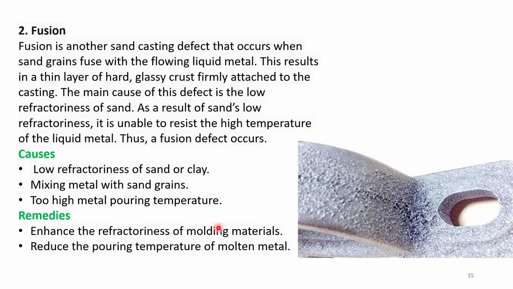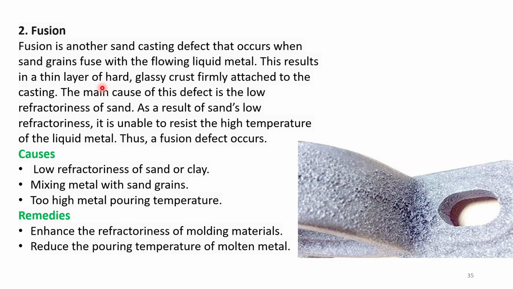Next is fusion. Fusion is another sand casting defect which occurs when the sand grains fuse with the flowing liquid metal, and this results in a thin layer of hard, glassy crust firmly attached to the casting. And the main cause of this defect is the low refractoriness of sand. As a result of the sand's low refractoriness, it is unable to resist the high temperature of the liquid metal, thus a fusion defect occurs.